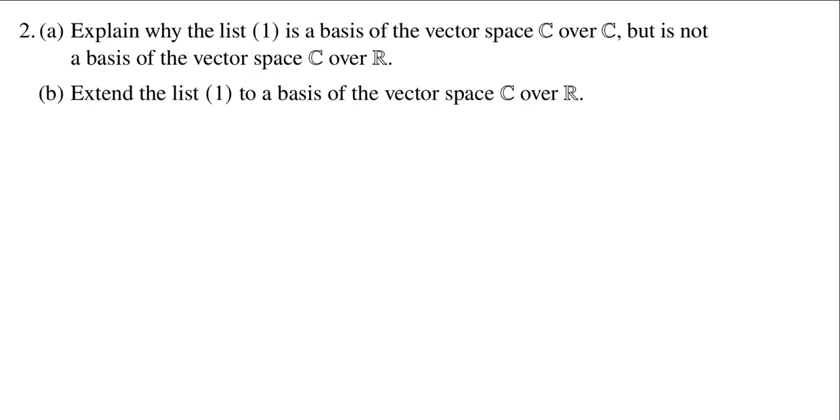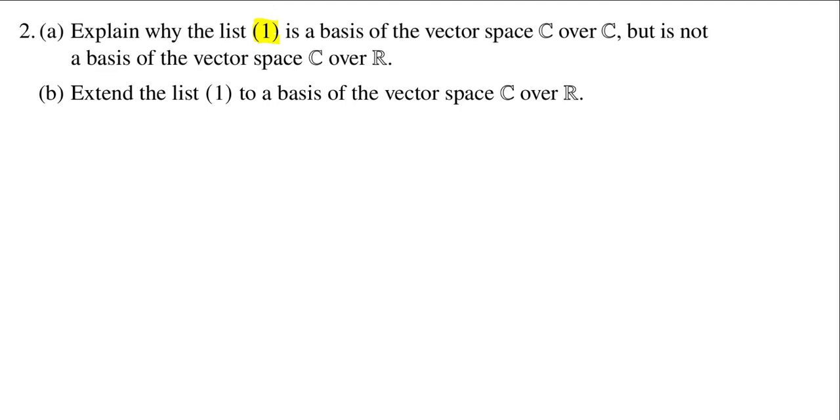at Cal State Fullerton. In this problem, we are asked to explain why the list that, well, man, that's not a very long list, is it? It just has a 1 in it. So we're looking at this list here, 1, and we want to explain why this list is a basis of the vector space complex numbers over the complex numbers. Oh, but there's more. But is not a basis of the vector space of the complex numbers over the real numbers. Oh, that's kind of weird.